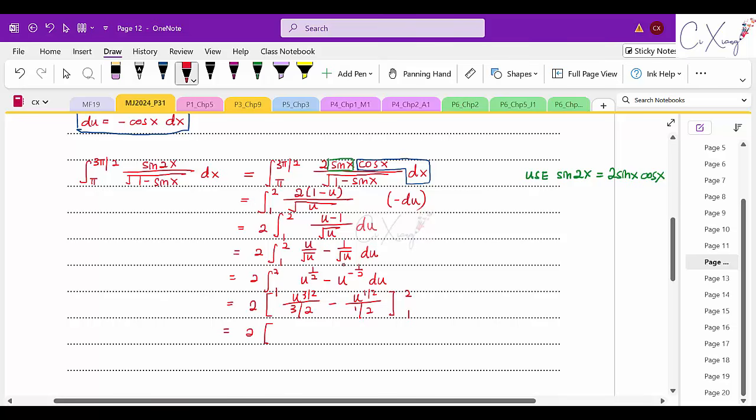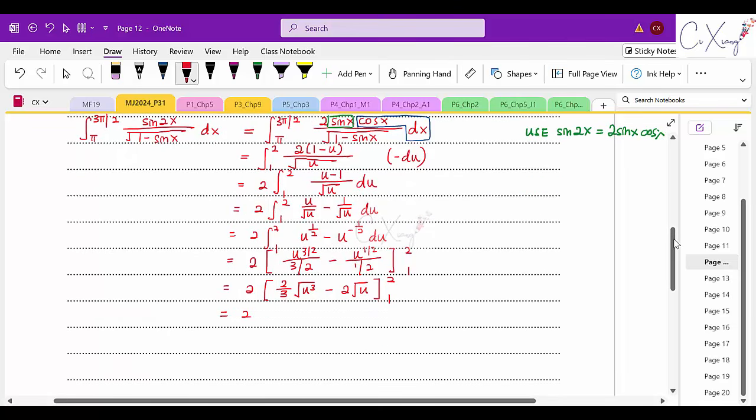Okay, so again, for my practice, usually I prefer to simplify first before I substitute in the value. So I'm having 2 over 3, then square root of u power 3, then minus 2 square root of u. And I want to substitute in the value 2 and 1.